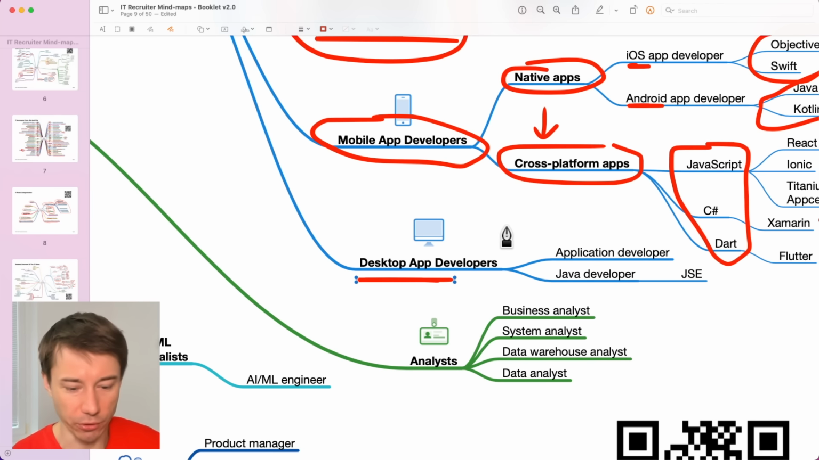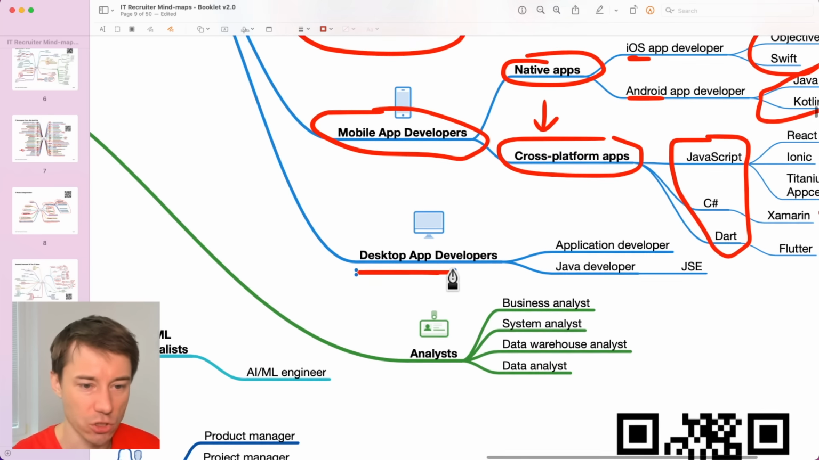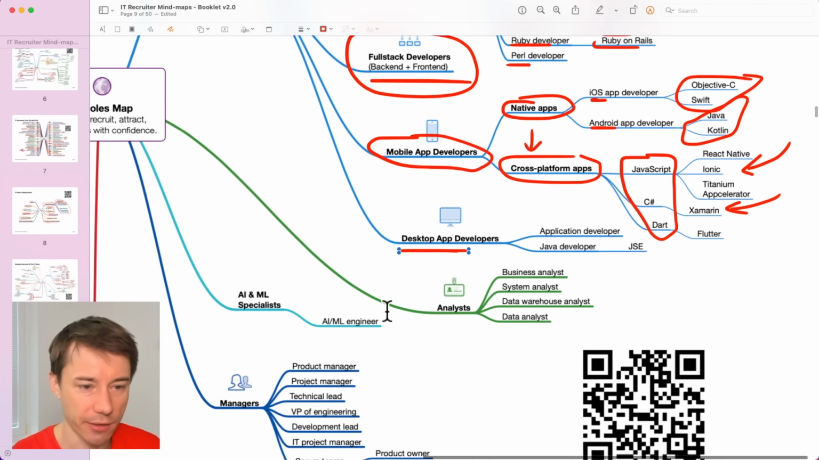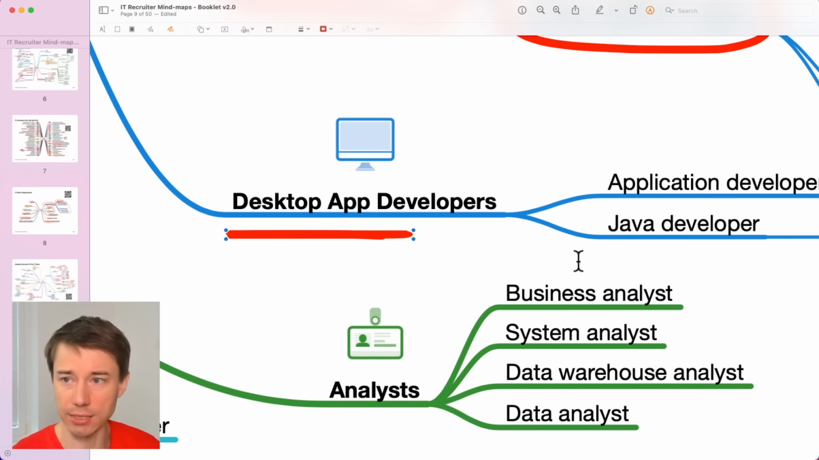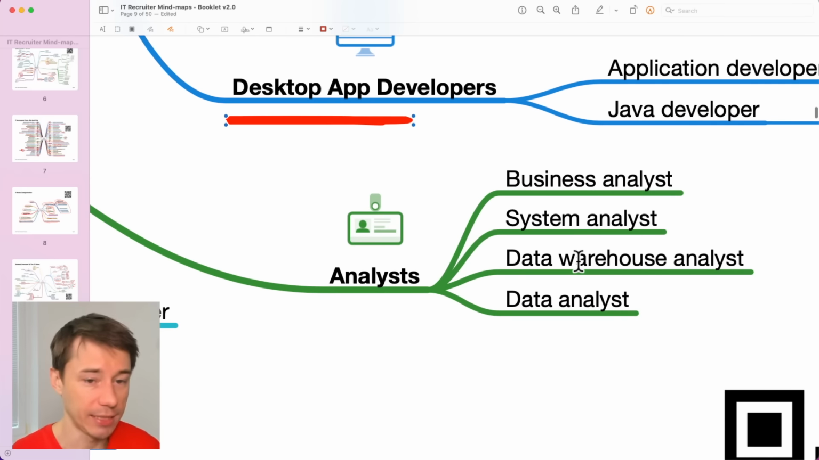These days, people use mobile, they use tablets, they use websites, in Chrome or in Firefox, to use any kind of application. So I'll not spend too much time on this node. Plus, there are analysts, as you've seen on the previous mind map. So the analyst could be a business analyst or system analyst or a data warehouse analyst or a data analyst. So different kinds of analysts based on what part of the IT system they focus on.